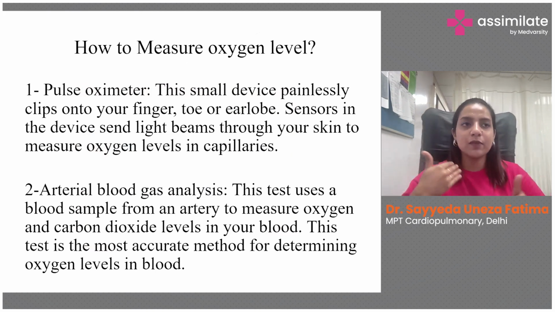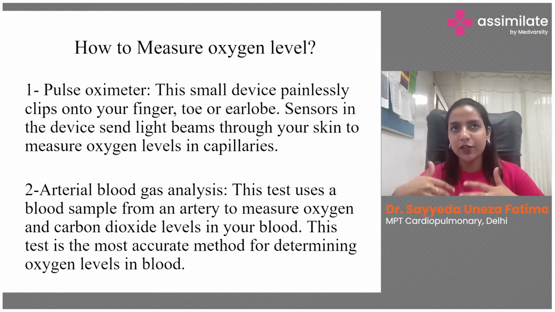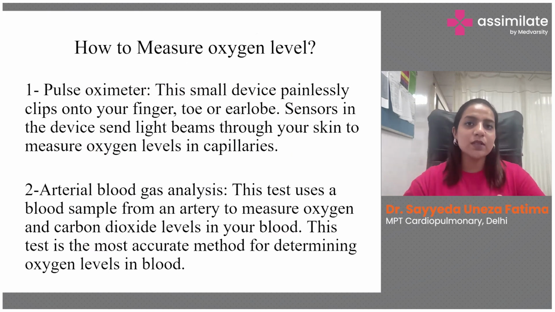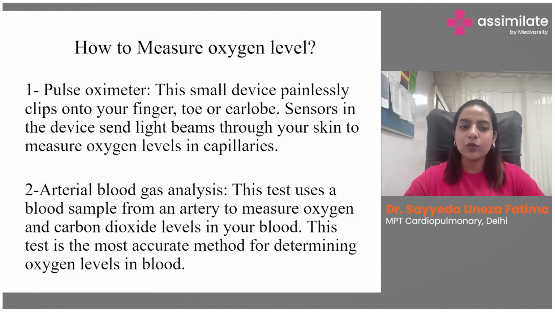Anything between 95 to 100 is considered normal. But if it's going below 94, 93, 92, 90, 89, it is not normal. It needs to be rechecked, of course, but this is one of the methods by which you can measure the oxygen level non-invasively. And then the invasive method is arterial blood gas analysis, which is most accurate, through which you can measure the PO2, PCO2, pH, and even bicarbonate ions.